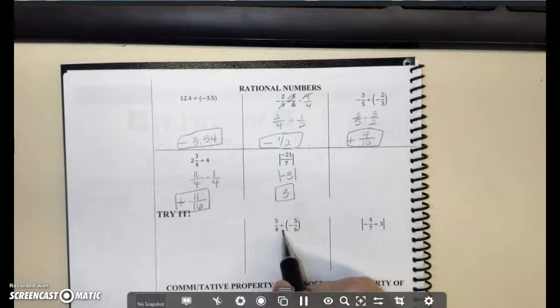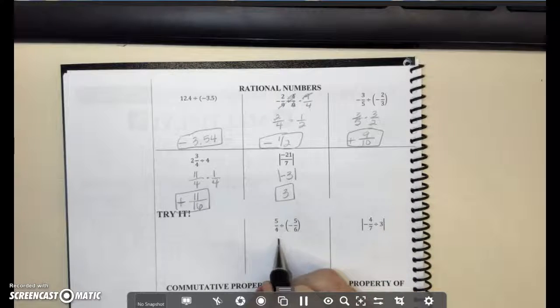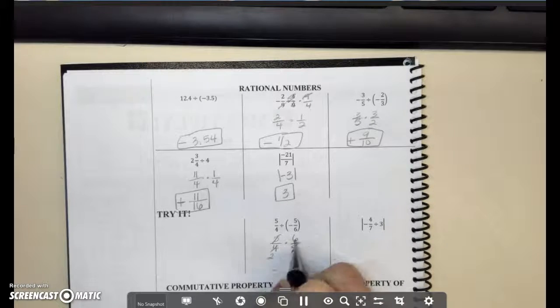Alright, so you try these 2 on your own and then come back and check your answers with me. Okay, so I've got a positive divided by a negative, so my answer is going to be negative. 5/4 divided by 5/6 is the same thing as multiplying by 6/5. My 5's cancel out. I can reduce my 4 and my 6 by 2. 2 goes into 4 twice, 2 goes into 6 3 times. So my answer is negative 3 over 2.